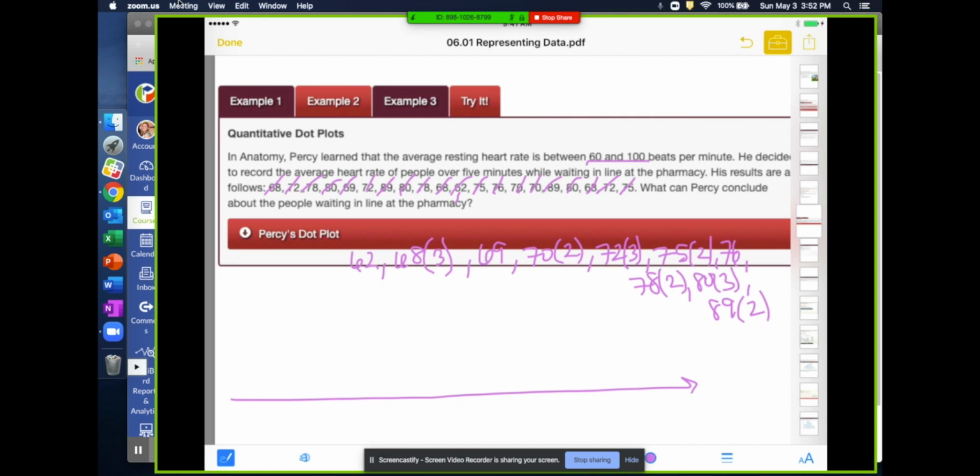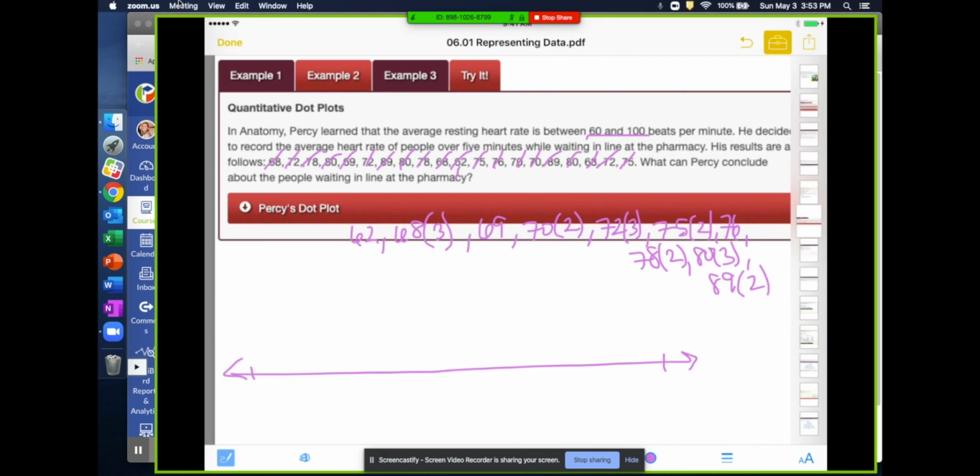Now that I have my data in order, I'm going to go ahead and create my dot plot. And all I need is the number where I start and the number where I end and everything in between. So I'm going to start at 62 on the left, and then I'm going to end with 89 all the way to the right. And I have to make sure I space out all of my different numbers in between. There's no real science to making this exact. You just kind of have to do as best as you can. Sometimes it might come out sloppy, but it's okay. I'm just going to space out my numbers and count out certain markers here.